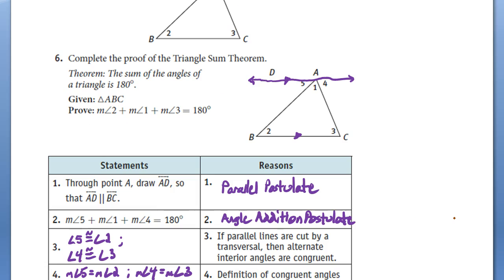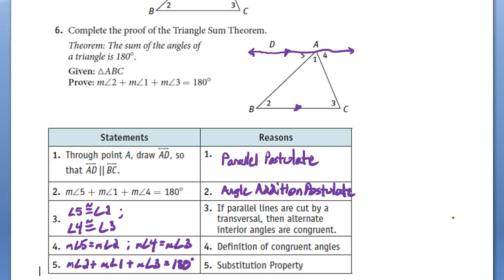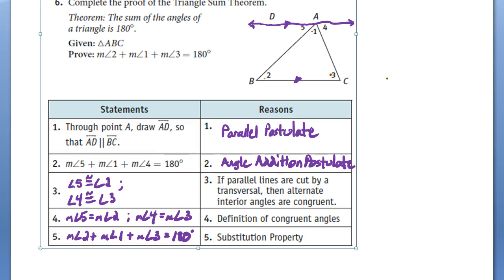Okay, number 6, let's make this proof that the 3 angles of a triangle do add up to 180 degrees. So given a triangle called ABC, let's prove that the measure of angle 2 plus the measure of angle 1 plus the measure of angle 3 does add up to 180. So first step, through point A, draw that auxiliary line. We're allowed to do that because of the parallel postulate. Next step, let's write down that the measure of angle 5, that's this angle, plus the measure of angle 1, plus the measure of angle 4, is 180 degrees. And we can do that because that's angle addition.